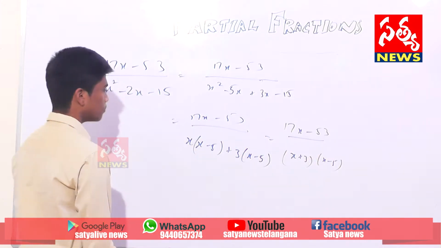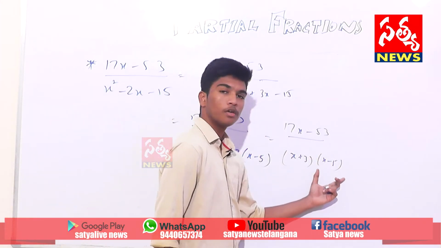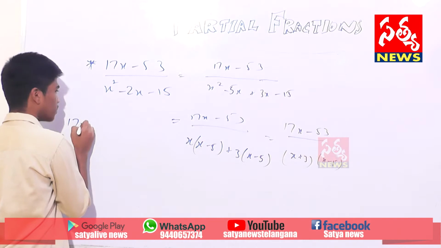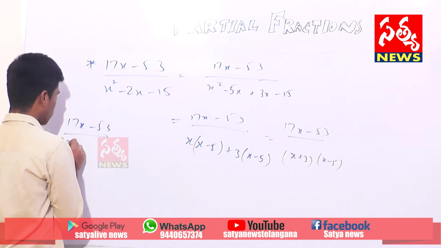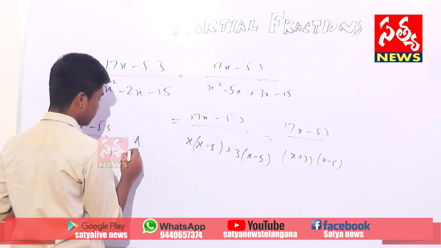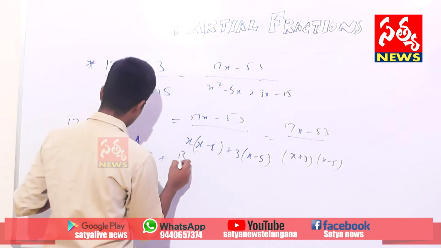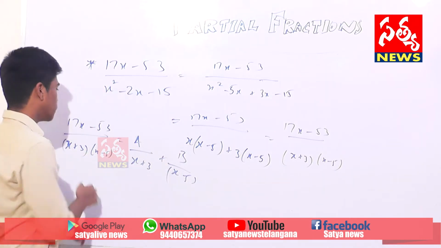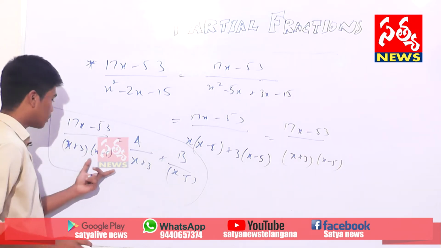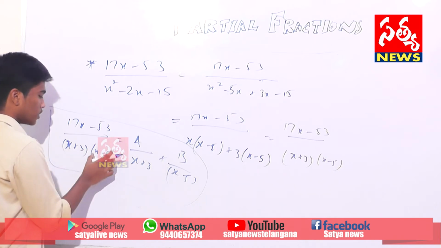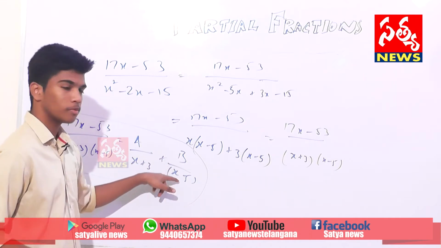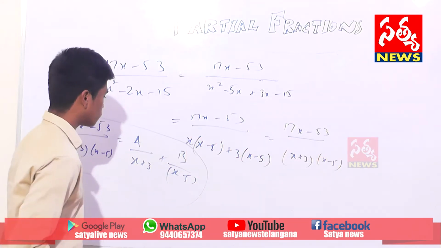After this, as it is two linear equations, we should assume 17x minus 53 by x plus 3 into x minus 5 is equal to a by x plus 3 plus b by x minus 5. This is the assumption we should take. If we have three linear equations here, x plus 3, x minus 5 and some other, we get one more term: a by x plus 3 plus b by x minus 5 plus c by something else.